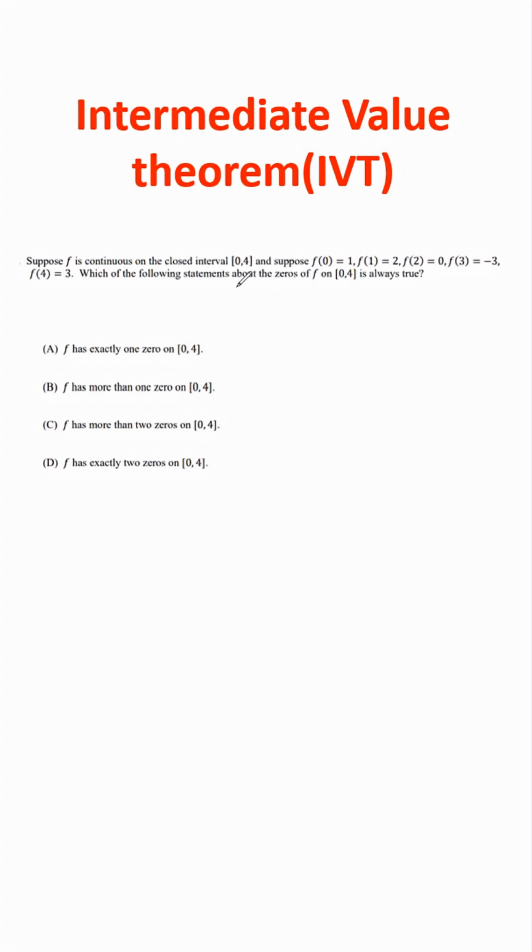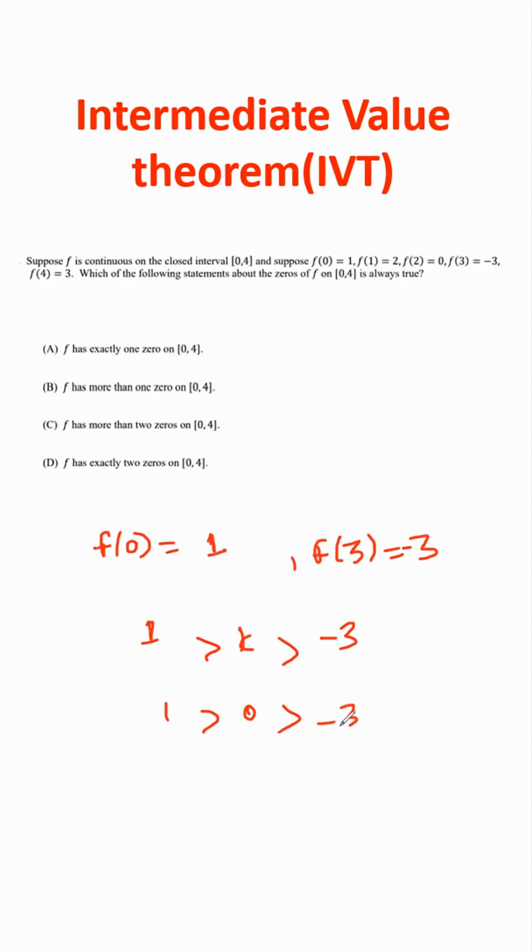Suppose f is a continuous function on interval 0 to 4 and f of 0 is equal to 1 and f of 3 is equal to negative 3. So the question is, which of the following statements is correct? So the intermediate value theorem says there must be at least one value. So we can say there must be at least one value.